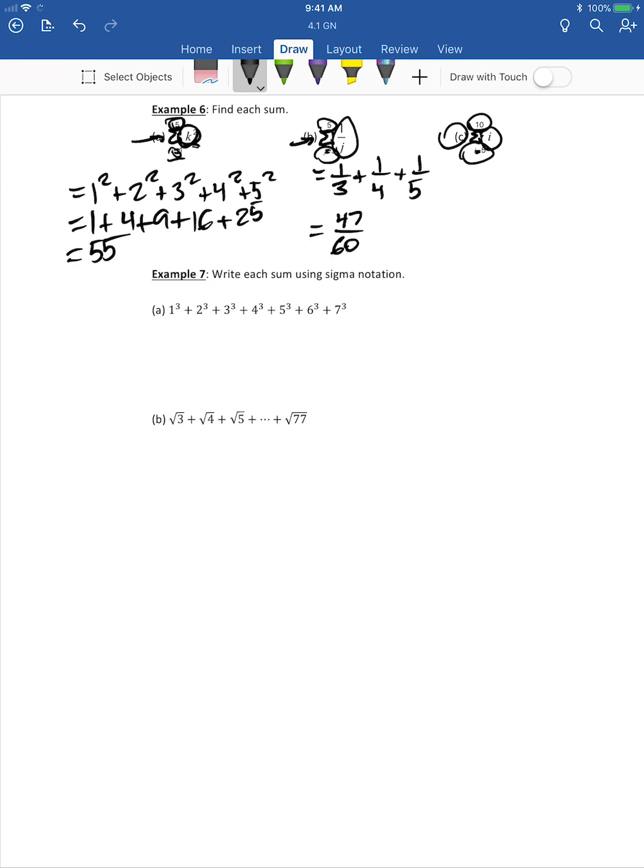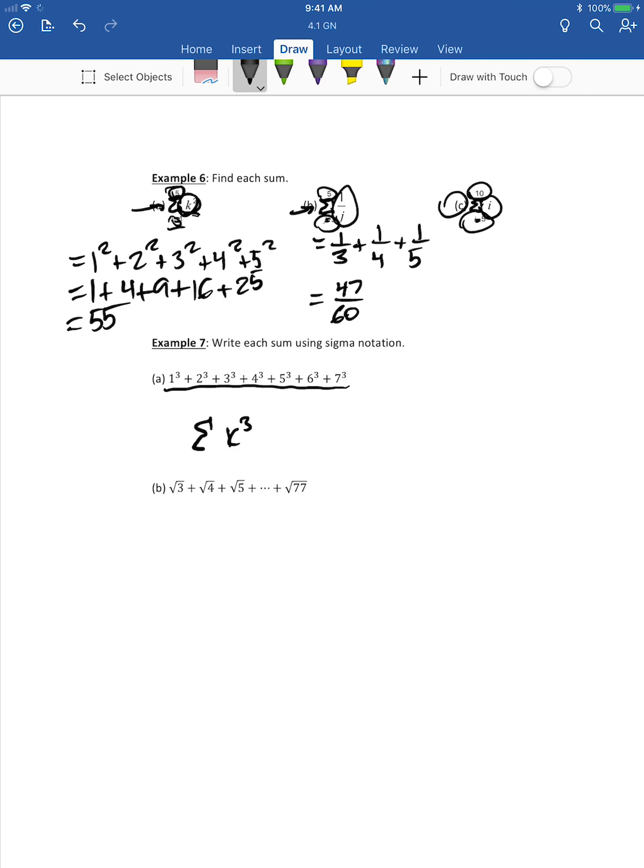So how do we shorten this whole partial sum? Well, what is each number doing? I'm cubing each number, so that's going to be k cubed. That's what my term actually is. I am summing, so I want sigma. And then I'm starting with k equals 1, and I'm ending with 7. And that's it. That's my answer. So you should be able to work from one to the other in either direction.